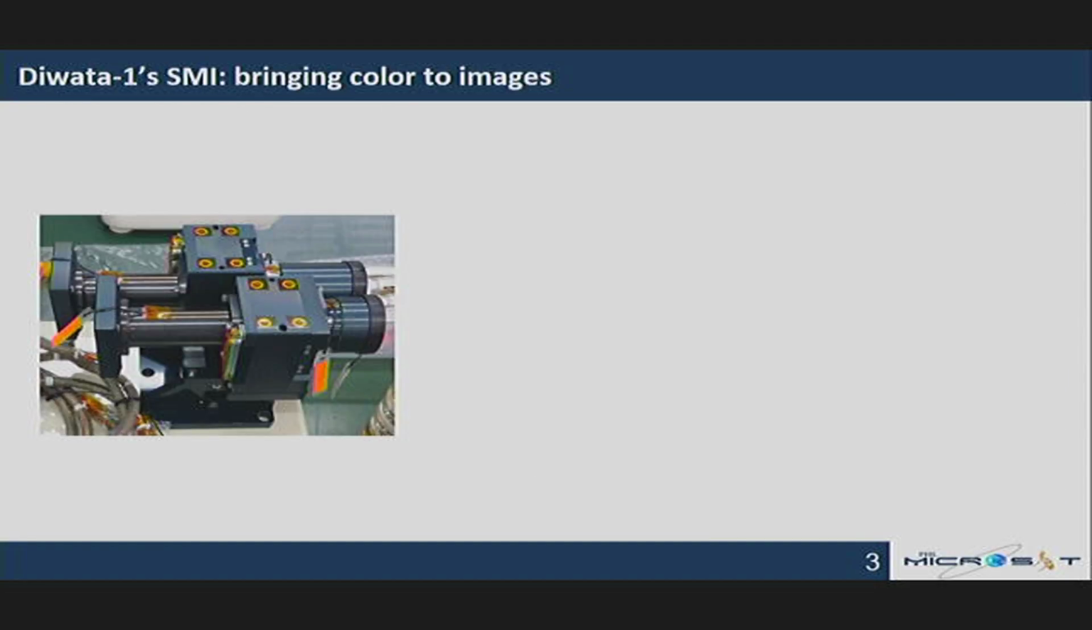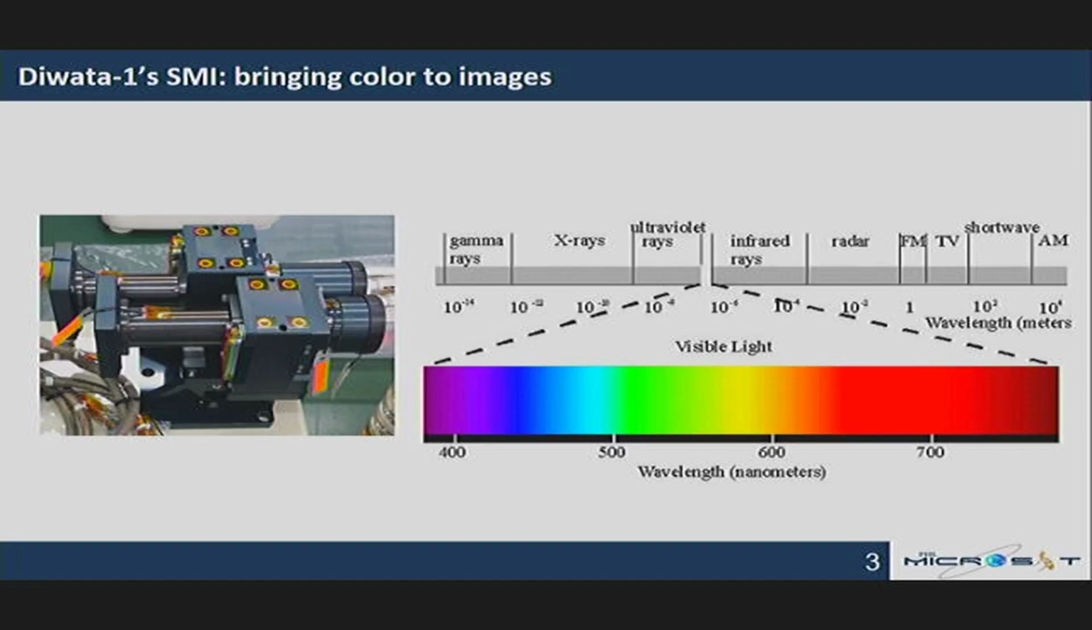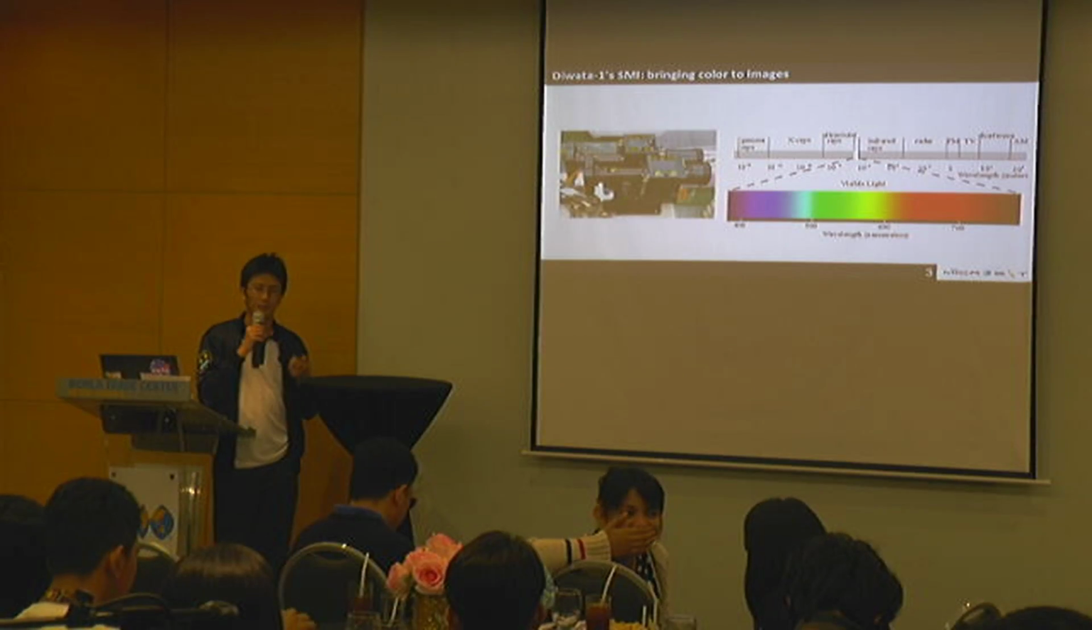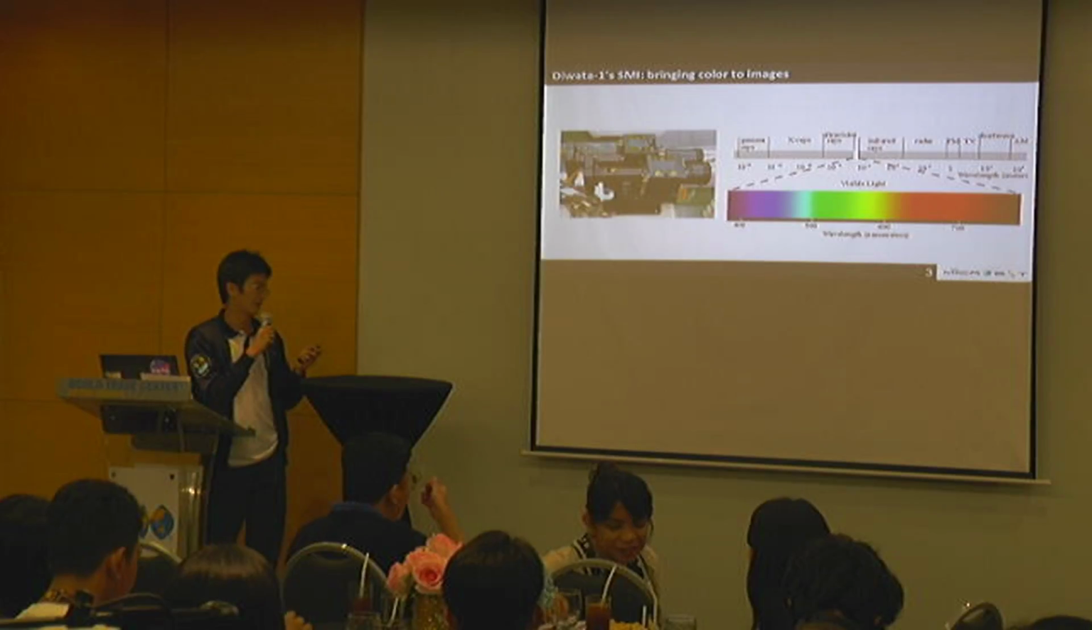Next, I would like to show you this image. This is an image of some of Diwata 1's cameras. Diwata 1 takes pictures of the Philippines, which is what it's meant to do. It takes pictures of different wavelengths of light, from blue to green to yellow to red, and some near infrared. Later on, probably the next presenter will discuss this some more.